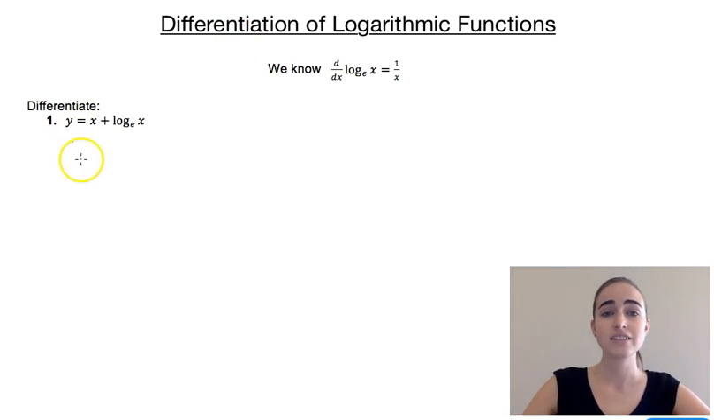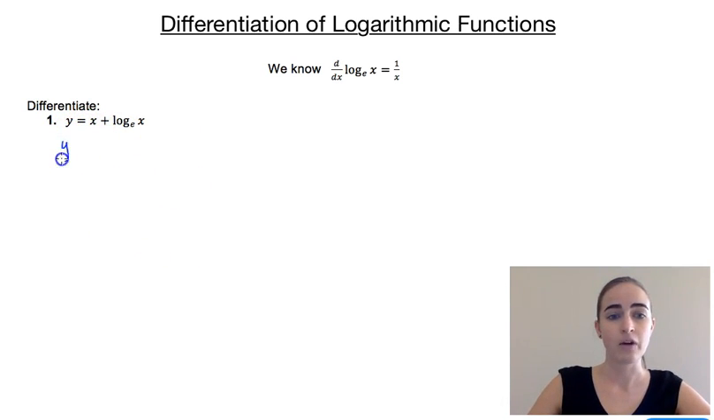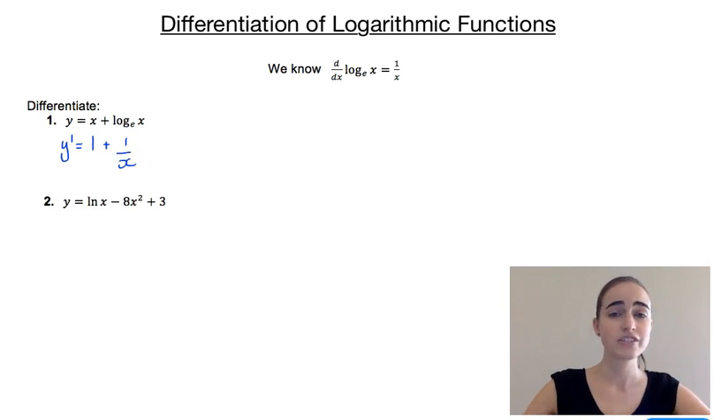Our first question asks us to differentiate the function y equals x plus log e of x. So our y dash, our first derivative, would just be differentiating each term separately. The derivative of x is just 1, and the derivative of log to the base e of x is 1 over x. Our second question asks us to differentiate the function y equals ln x, so the natural log of x, minus 8x squared plus 3. So again, our derivative of this would be 1 over x, so we've just used the different notation there, minus 16x, and our 3 just differentiates to 0.